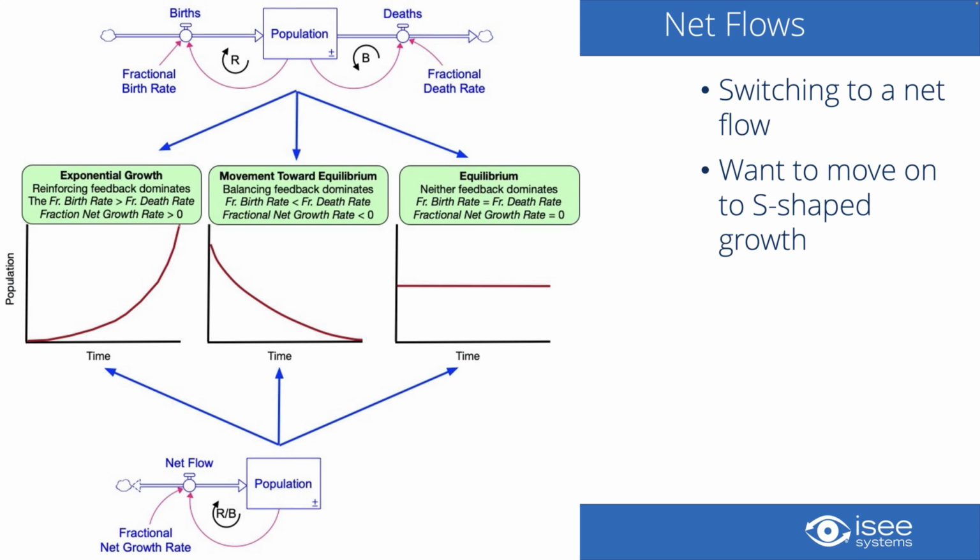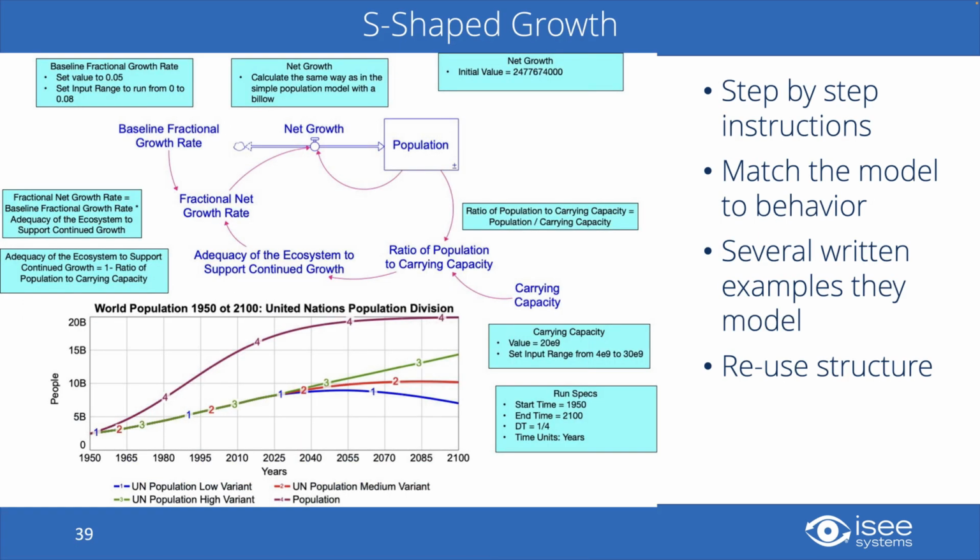After we go through all those stocks and flows, we can get goal-seeking behavior, exponential decline, and exponential increase. It's time to move on to S-shaped growth, and I do this by moving to a net flow. I use the same population model, and the idea is that I'm going to be building on this model continuously. So we're moving to an S-shaped growth model, and there's an example in the learning guide, which you'll have access to, where we spell out exactly how to build this model.